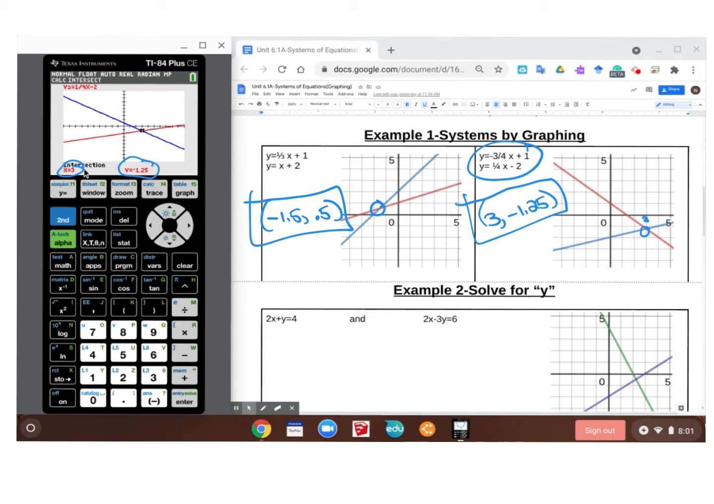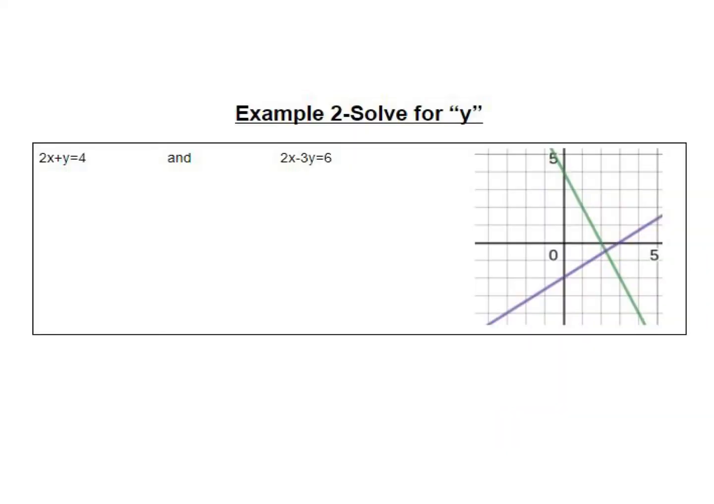So let's take a look at example 2, and how are we going to address that? Well, in example 2, the first thing you should be recognizing is both of these equations are not in y equals mx plus b form. But we should be able to solve for them. So the first thing we're looking at is subtracting 2x from both sides, solving for y, and now we have y equals negative 2x plus 4. That's going to be something we can plug in the calculator.